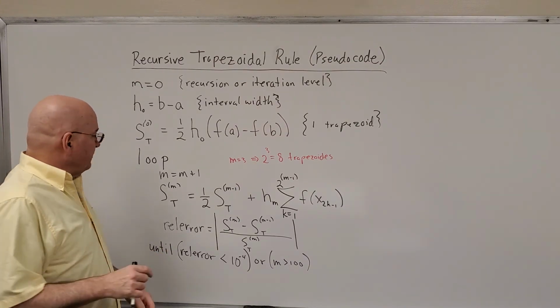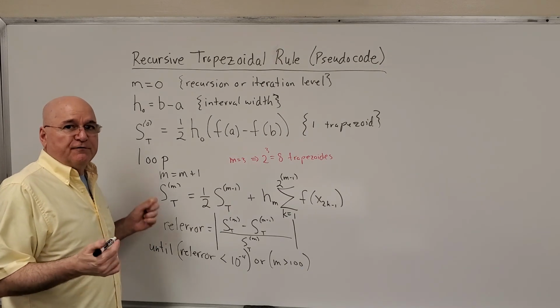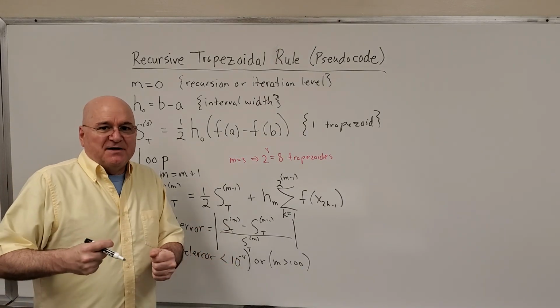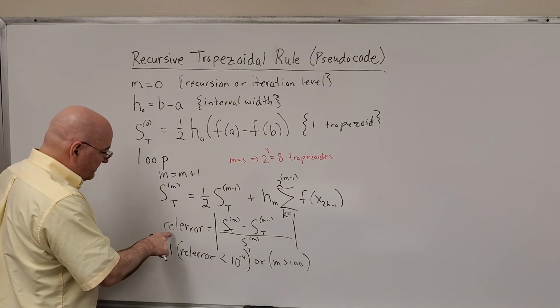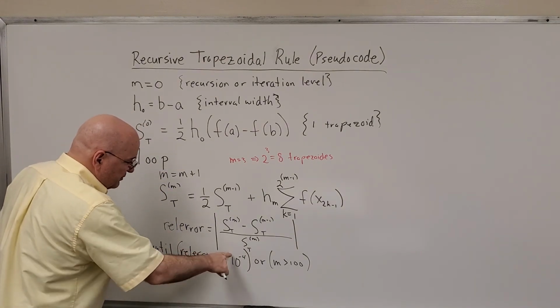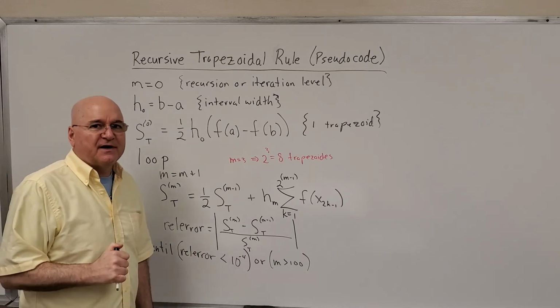So you could actually even use a for loop if you wanted to, for i equals 1 to 1,000, but you're going to break out of the loop as soon as this condition is true. I said 1,000 or 100. 100 is plenty.